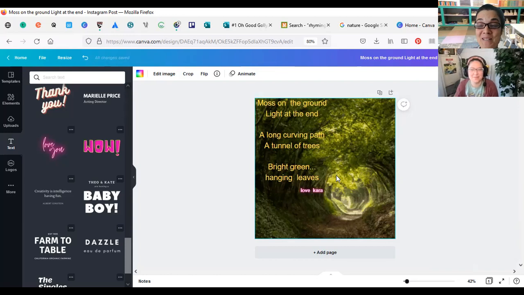Here we go. It needs to be read like this. Moss on the ground, light at the end. A long curving path, tunnel of trees, bright green hanging leaves. I made it rhyme and I didn't even try. It's figurative language, so that's natural for you, Cara. So I would do it more in your poetry if you can, and if you can't, that's okay too. But that's part of figurative language, and that's really good to the ears. Isn't it? Trees, leaves.